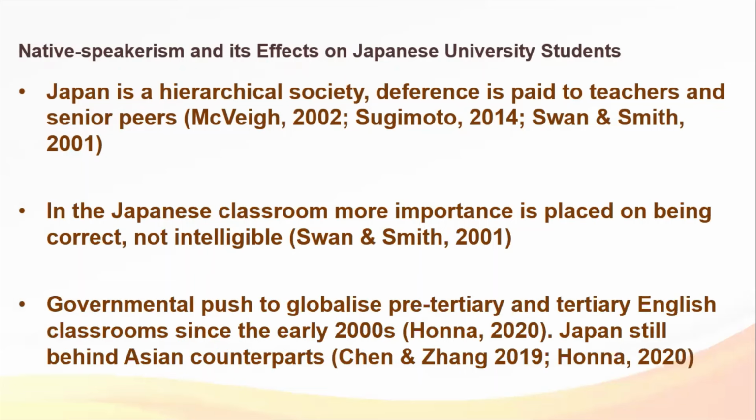However, since the early 2000s, there have been governmental pushes to globalize pre-tertiary, so before higher education, and university and higher education English classrooms. However, Japan is still behind some of its Asian counterparts like China, Hong Kong, etc.